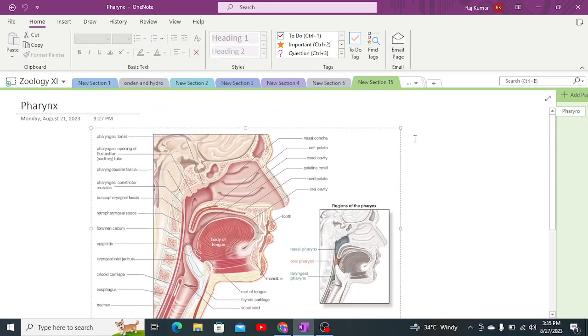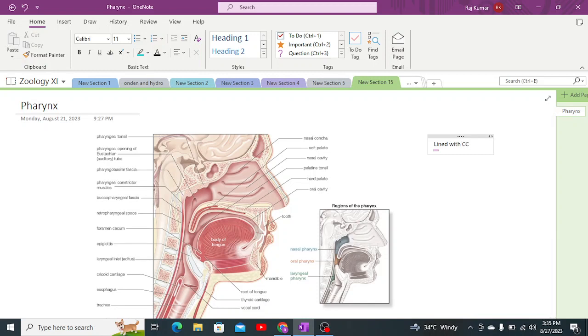So now let us discuss the structure of pharynx. Pharynx is basically divided into three parts: nasopharynx, oropharynx, laryngopharynx. The part where the internal nostrils of the nose open into the backside of the mouth is known as nasopharynx. And that nasopharynx is lined with ciliated columnar pseudostratified epithelium.